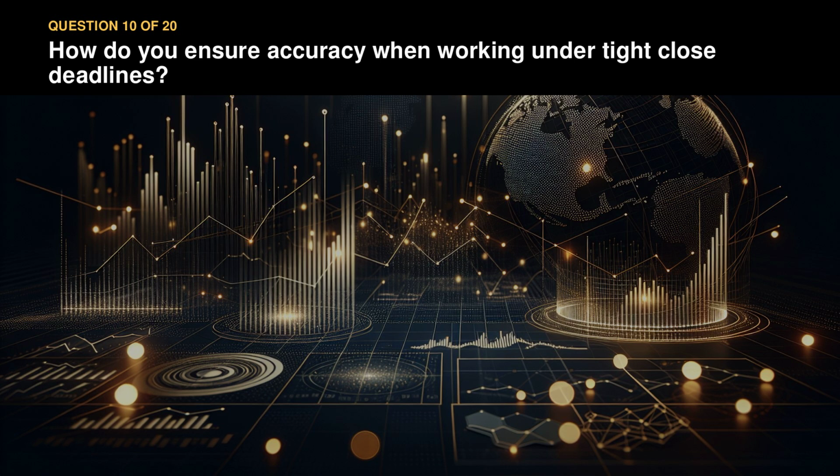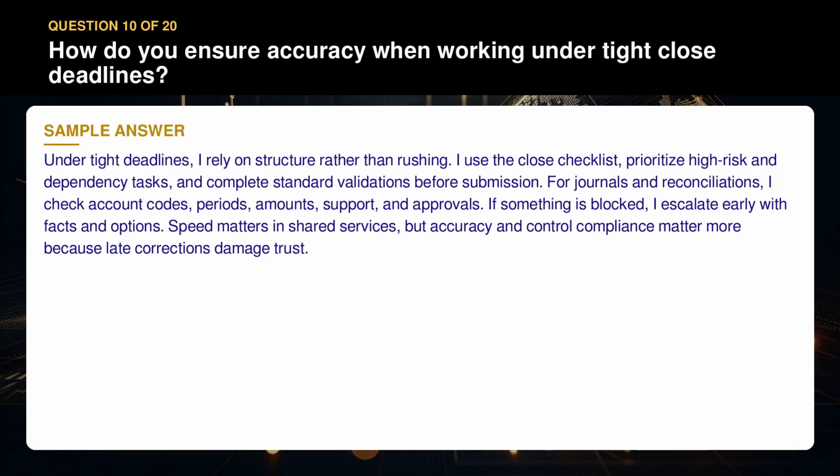Question 10. How do you ensure accuracy when working under tight close deadlines? Under tight deadlines, I rely on structure rather than rushing. I use the close checklist, prioritize high-risk and dependency tasks, and complete standard validations before submission. For journals and reconciliations, I check account codes, periods, amounts, support, and approvals. If something is blocked, I escalate early with facts and options.